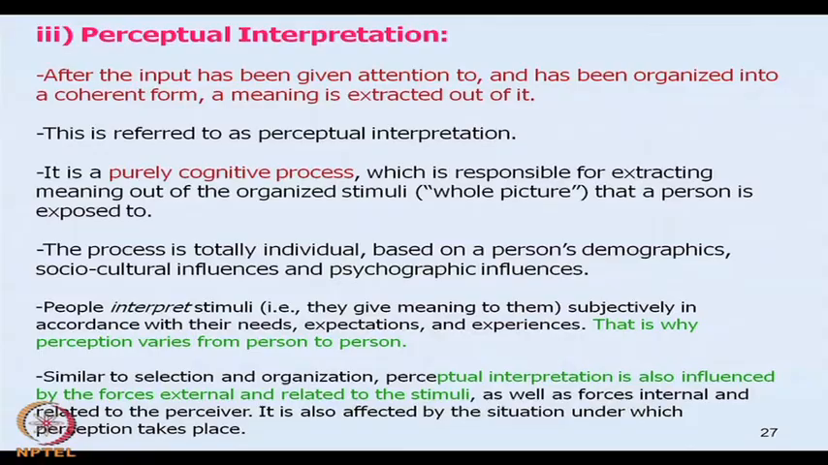This particular process is totally subjective, different from individual to individual. In fact, it is this which leads to differences in perception amongst people. People may be exposed to the same stimuli, but they perceive it differently majorly because of this particular component in the perceptual mechanism process. People will interpret stimuli subjectively in accordance with their needs, their wants, their expectations. So that is why we say that perception will differ from person to person.